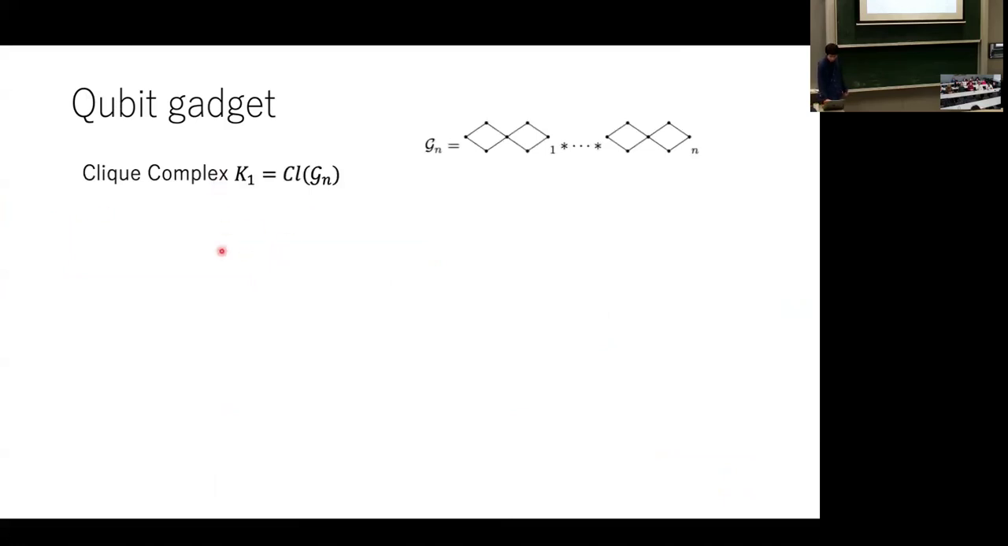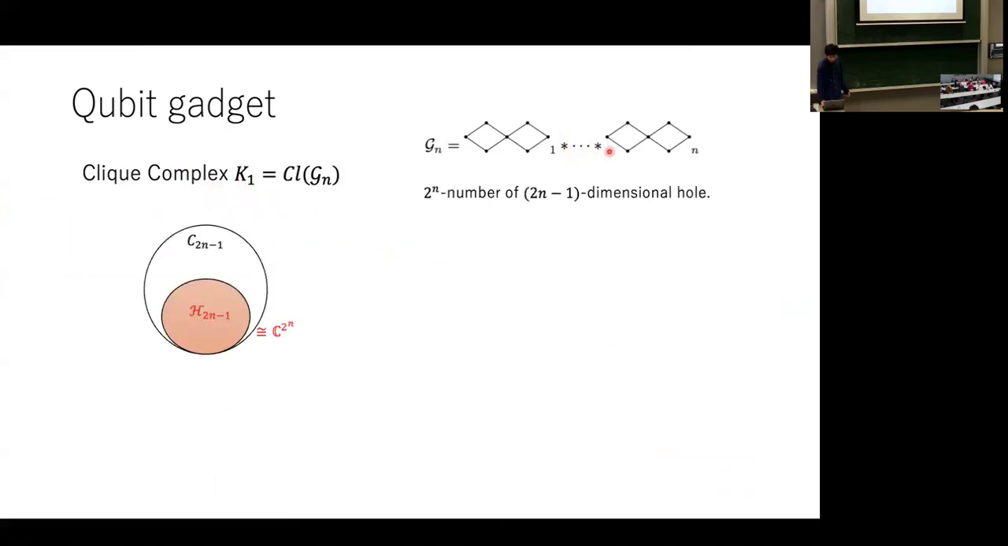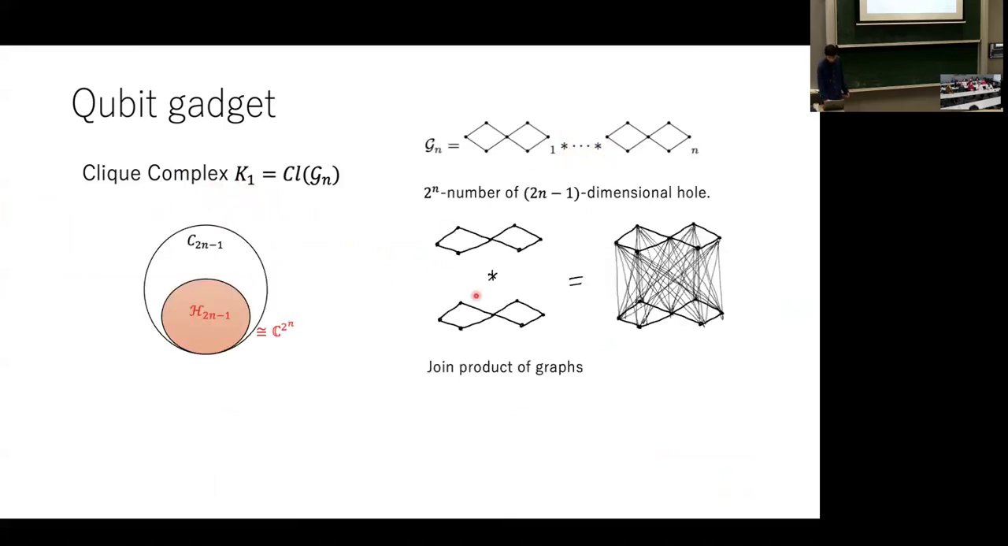First, I will talk about the construction of K1. K1 is a clique complex of this graph. The star means the join product of graphs. For example, if you have two copies of this graph, the join product looks like this. Here, we are taking an all-to-all connection among those graphs.